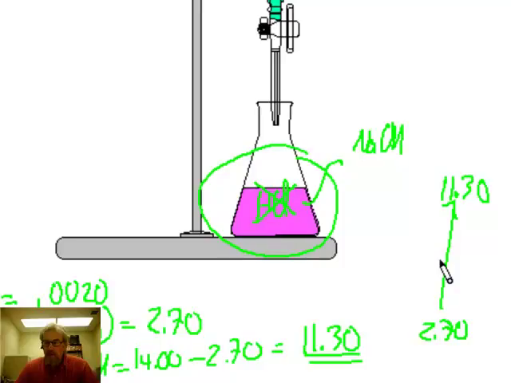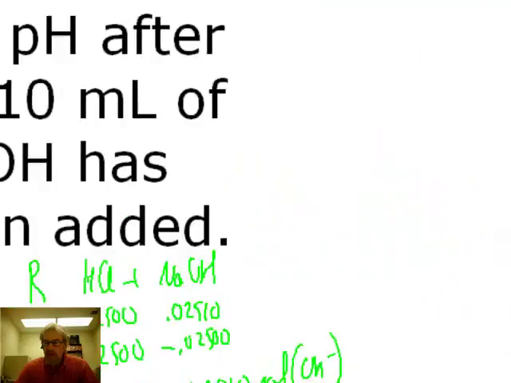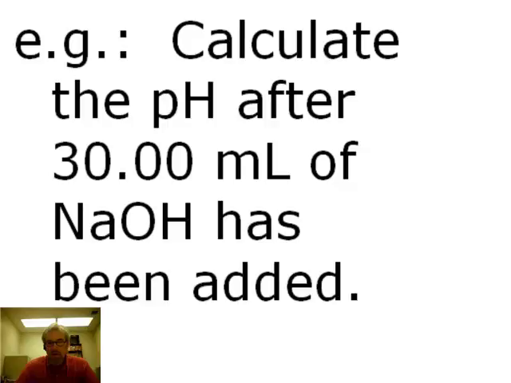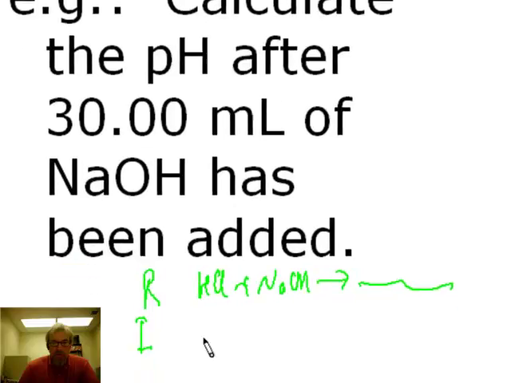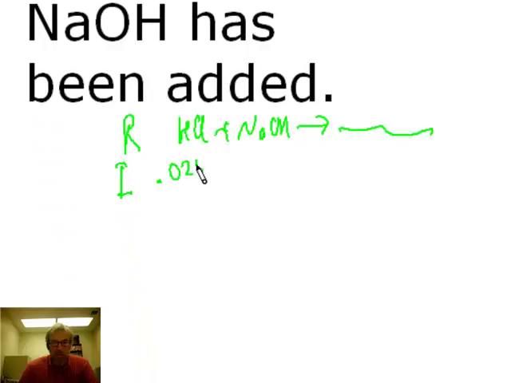That rapid color change happens within just a few drops, and it allows us to very precisely tag where the endpoint happened. The last iteration here says to calculate the pH after 30 milliliters of NaOH has been added. Well, we can set up another RICE chart again. Reaction line is HCl plus NaOH, making products we don't care about. Initial values: the HCl, of course, is 0.02500 moles.